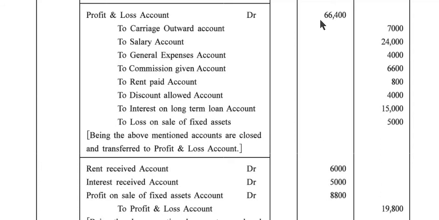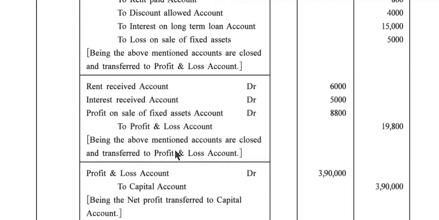Profit and loss account debit 66,400, to carriage outward account 7,000, to salary account 24,000, to general expense account 4,000, to commission given account 6,600, to rent paid account 800, to discount allowed account 4,000, to interest on long term loan account 15,000, to loss on sale of fixed asset 5,000. Being the above mentioned accounts are closed and transferred to profit and loss account.